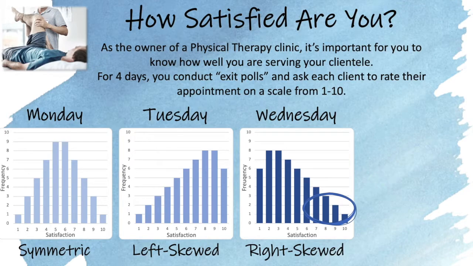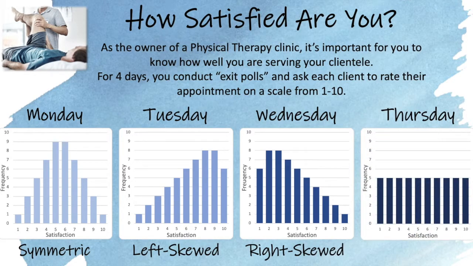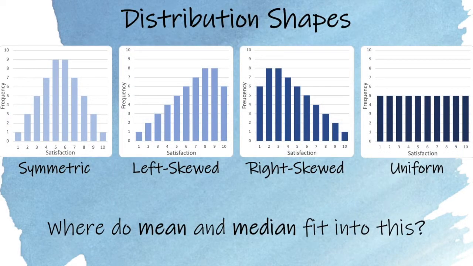And then Thursday was interesting because every number had the same amount of people voting for it. They're all the same. This is called a uniform distribution. So these are the different possible shapes of distributions. Now the question is, where do the mean and median fit into this?